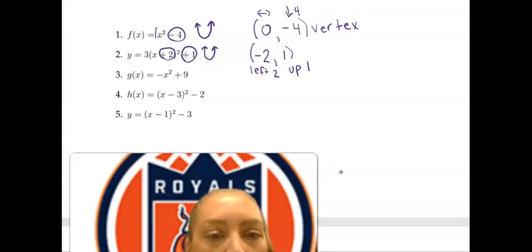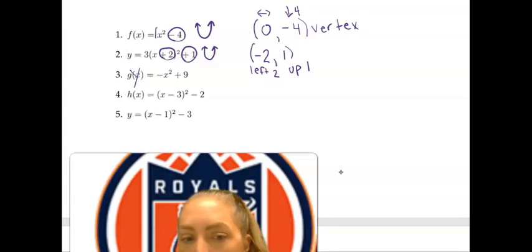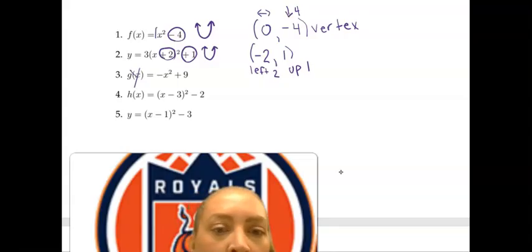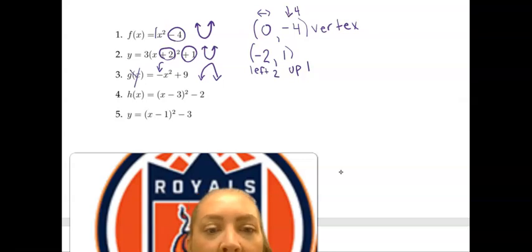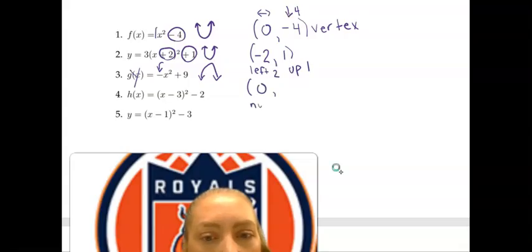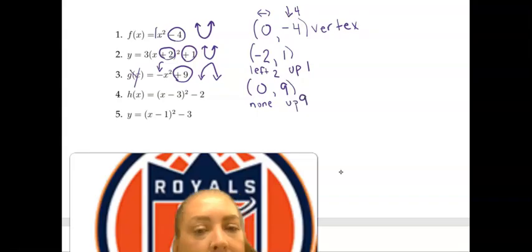All right, let's look at number 3. So example 3, once again, g of x is just the name of the function. If that confuses you, you can always let it be y. So the number in front is negative, which means my graph is going to open down. Okay? There's no number in the parentheses, so I know that that is 0 left and right, so there's none. And then the number at the end, that's the same as the y value, and since that's positive, we would go up 9. Okay?